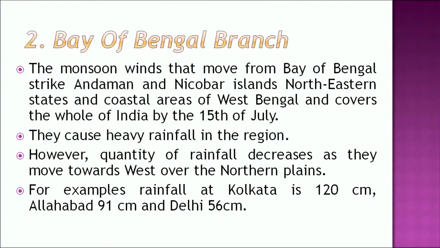The Bay of Bengal branch moves from the Bay of Bengal, strikes the Andaman and Nicobar Islands, northeastern states and coastal areas of West Bengal and covers the whole of India by the 15th of July. They cause heavy rainfall in the region. However, the quantity of rainfall decreases as they move towards the west over the northern plains. For example, rainfall at Kolkata is 120 cm, Allahabad 91 cm and Delhi 56 cm.